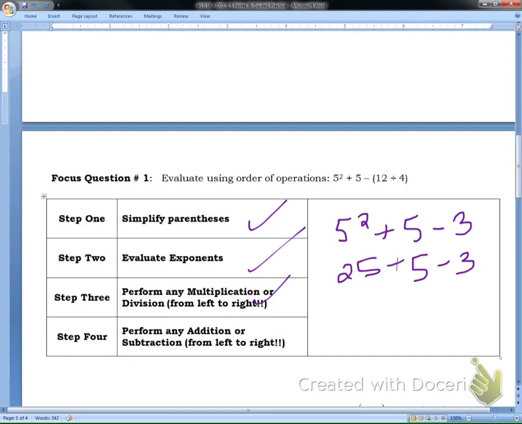So we have an addition problem. 25 plus 5 is 30. And then we have a subtraction problem. 30 minus 3 is 27. So there's that single numeric value, and we knew we were going to get that because the direction says to evaluate. So that's a numeric expression. Now let's look at what the difference is between this and an algebraic expression.